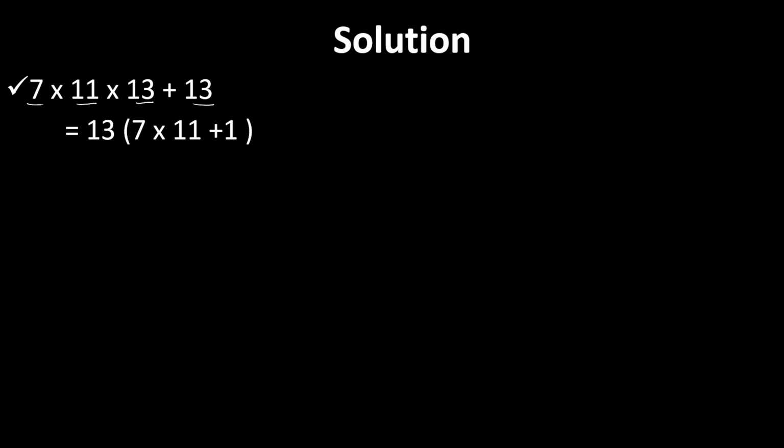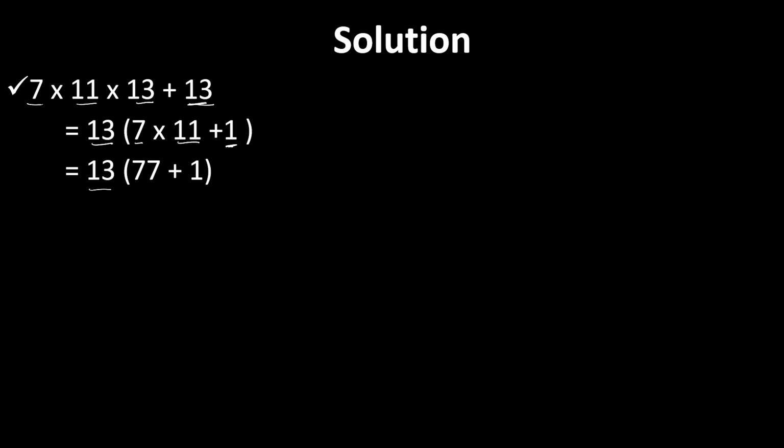So let's go through the solution. We have this expression 7 into 11 into 13 plus 13. Now we can see over here that 13 is a term which we can take common, right? So let's do that. If you take 13 common, in the bracket we will have 7 into 11 over here, and from this 13 we will have only plus 1 right here.